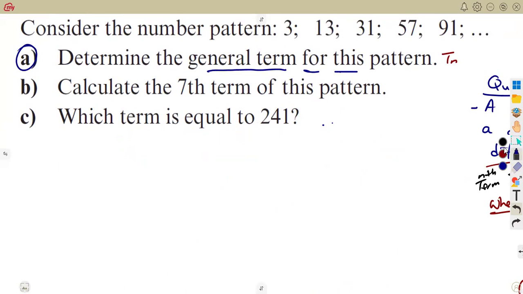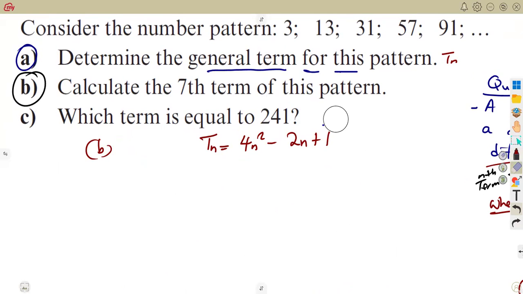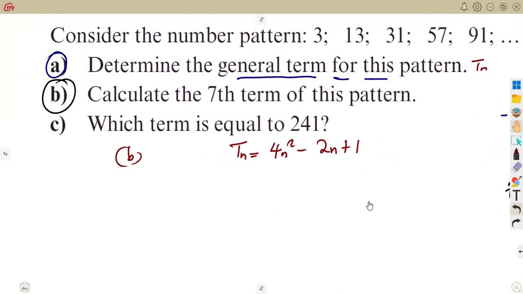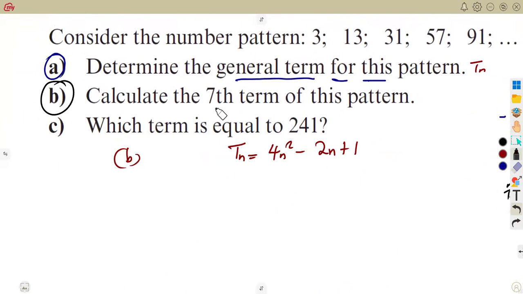Then from there, we are given, which is on B, calculate the 7th term of this pattern, remembering that our Tn is given as 4n squared minus 2n plus 1 as we calculated before. From the same Tn that we calculated, it is now a continuation to find the seventh term. You are told that n is equal to 7.